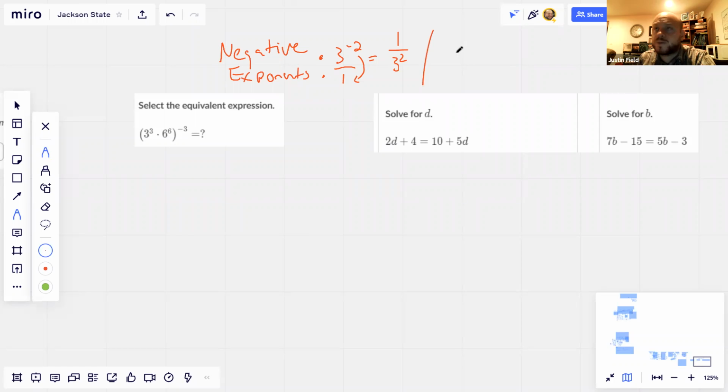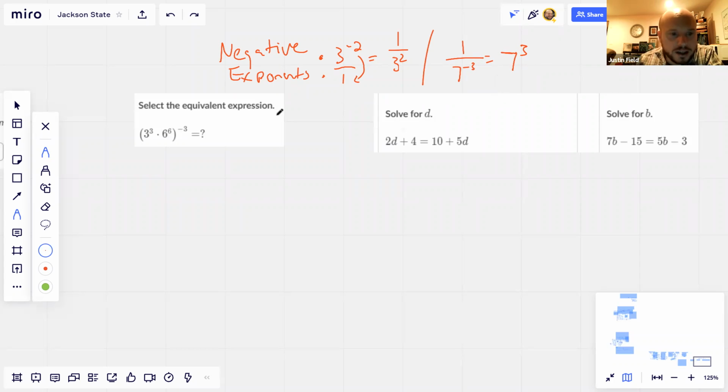Second example, say you had a 7 to the negative third power. How can we make that positive? That's equal to 7 to the positive third power, or 7 to the positive third power over 1. But you don't have to write the over 1.